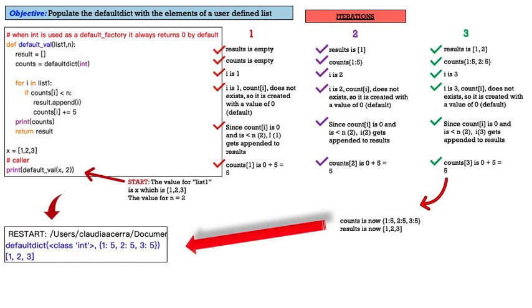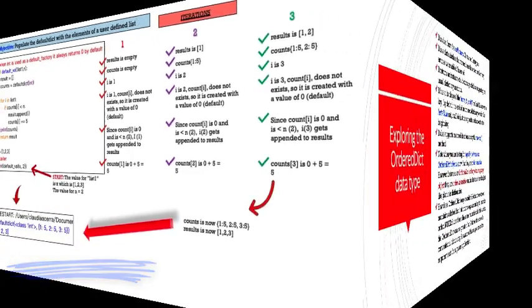Since counts[i] is 0, it's less than 2. i is now 3, that gets appended to results. And counts[3], the key 3, is 0 plus 5. So at this point, counts is now 1 colon 5, 2 colon 5, and 3 colon 5. Results is now 1, 2, and 3. And that's supported through the output that we see here to the left.